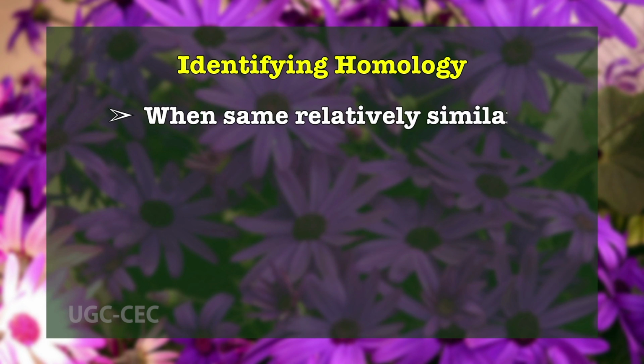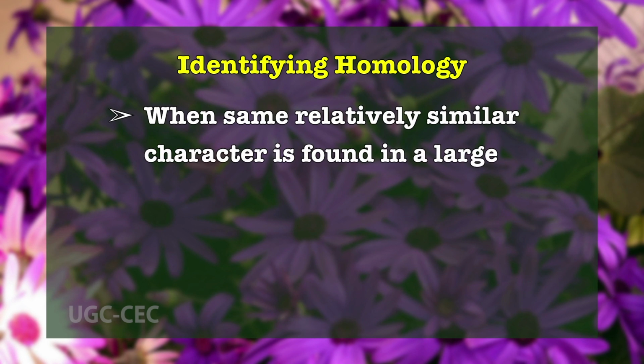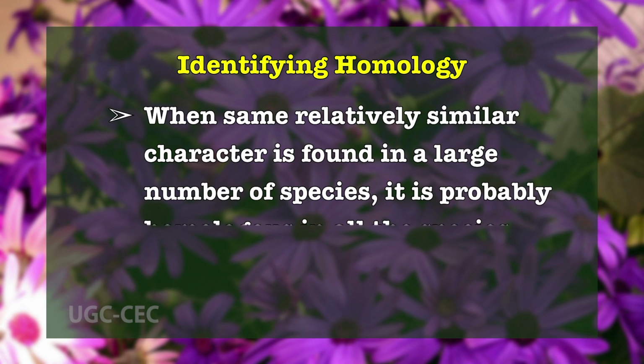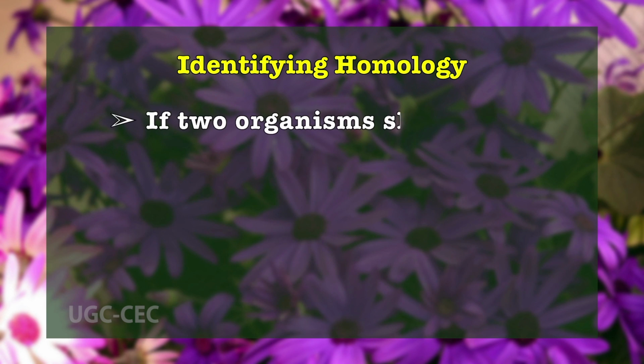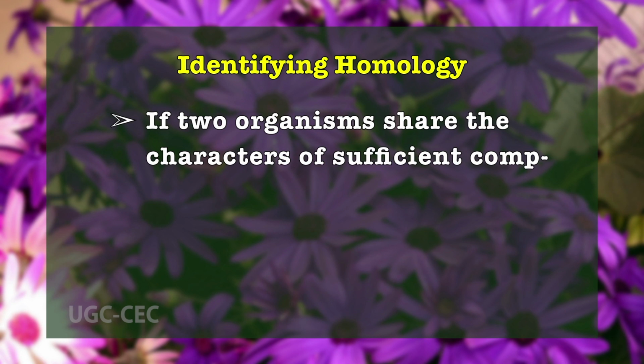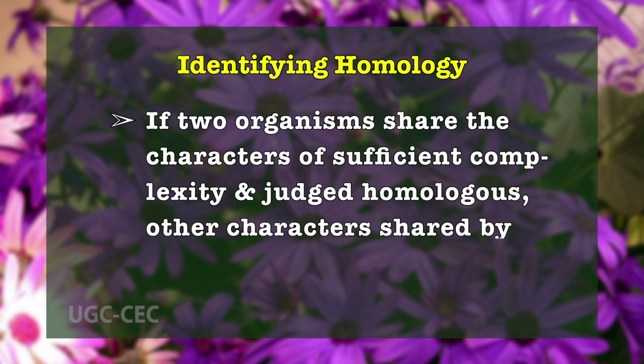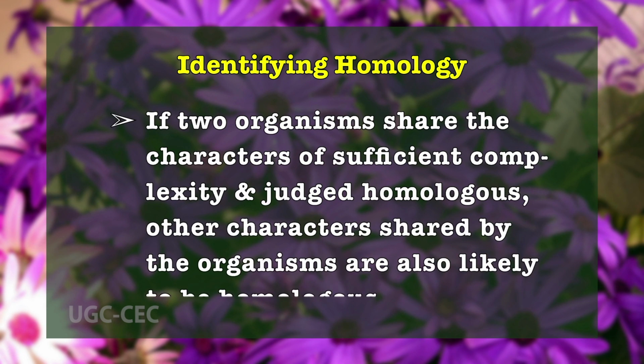When the same relatively similar character is found in a large number of species, it is probably homologous in all the species. Sets of characters may similarly be homologous. If two organisms share a character of sufficient complexity and judged homologous, other characters shared by the organisms are also likely to be homologous.